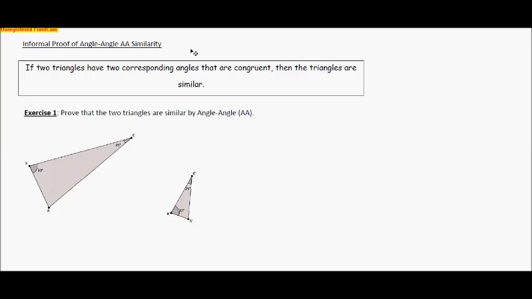Hi everyone, this video is entitled Informal Proof of Angle-Angle Similarity. And if you notice up in the title here, I have AA after angle-angle. That's just a way we're going to abbreviate angle-angle instead of writing that out. What we're trying to do here is to take two triangles that may be similar or are similar and do a very informal proof.